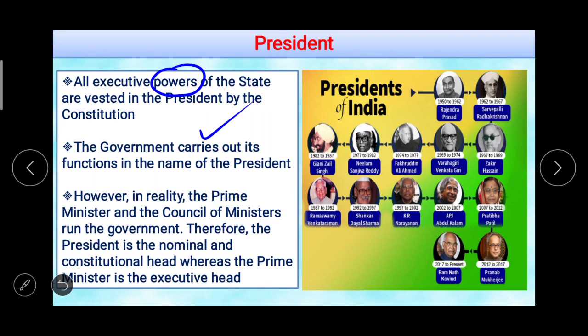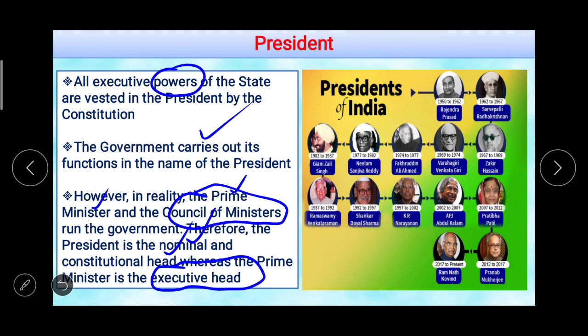However, in reality, the Prime Minister and the Council of Ministers run the government. In reality, if we talk. Therefore, the President is the nominal and constitutional head, whereas the Prime Minister is the executive head. मतलब पूरा काम करने का जो राइट्स होते हैं, डिसीजन लेने के राइट्स होते हैं, वो प्राइम मिनिस्टर और काउंसिल ऑफ मिनिस्टर्स के पास होते हैं, बट ये सारा काम प्रेसिडेंट के नाम से चलता है.